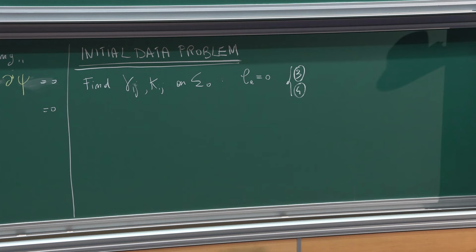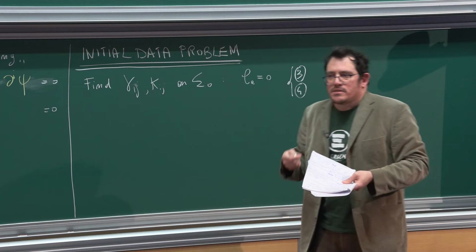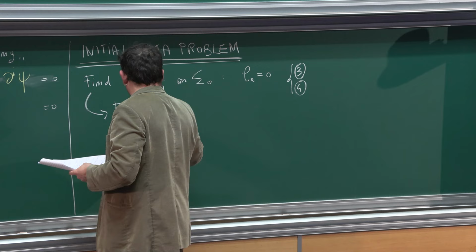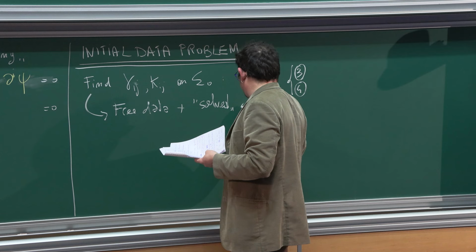So here, this problem is difficult. One of the reasons why it's difficult is again that, of course, you have a nonlinear equation. You have 12 components and 4 constraints. In some sense, this means that you have freedom to choose 8 quantities in the way that you want. So in general, this means you have free data. Some fields, some components can be freely specified, it's up to you. And the rest, let's call them solved data, where solved means these two equations.